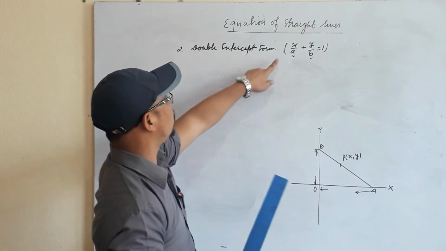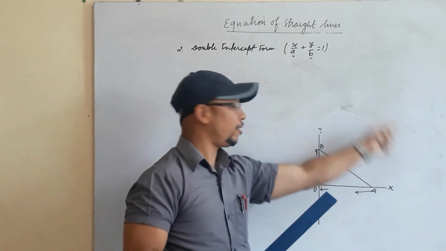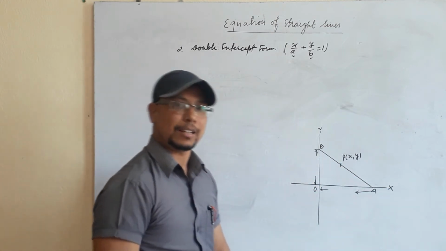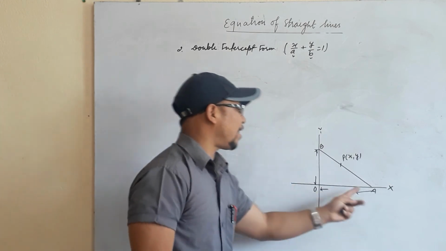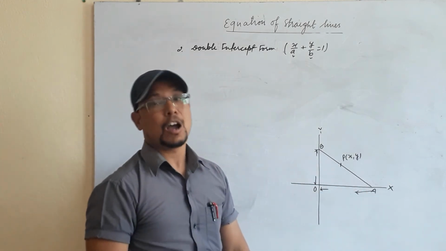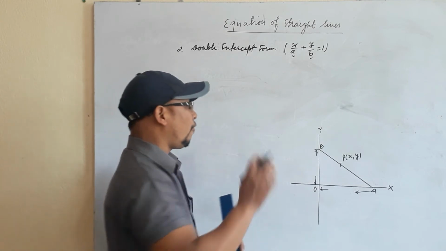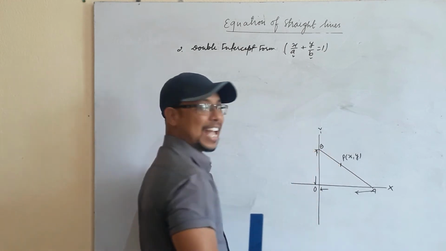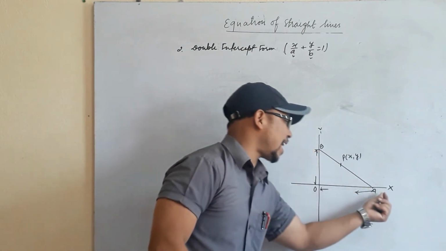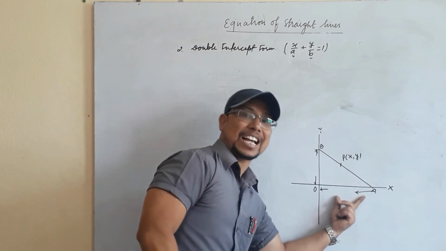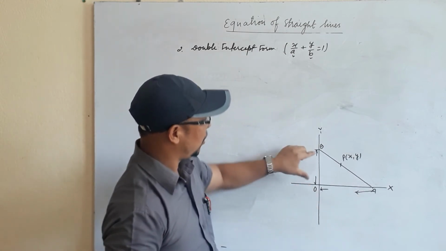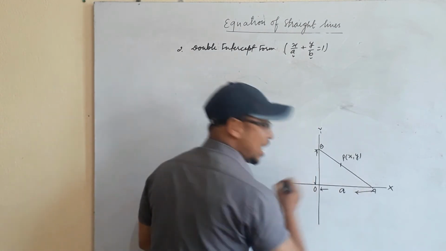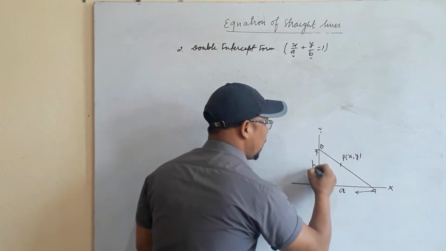Now see, how do you prove this? I have drawn the figure here. This is the coordinate axis, where A and B are on the line AB. We need to find the equation of this line AB. First let us suppose that AB cuts the x-axis at A and the y-axis at B. OA is the x-intercept, and OB is the y-intercept. So let us suppose the x-intercept is a, and the y-intercept is b.